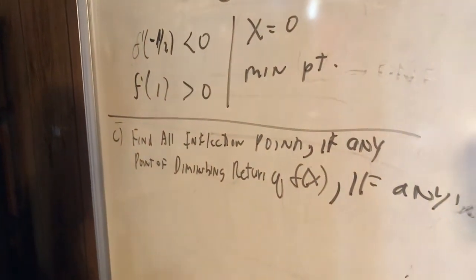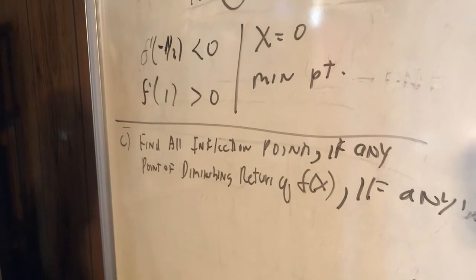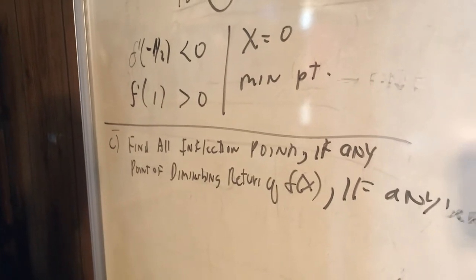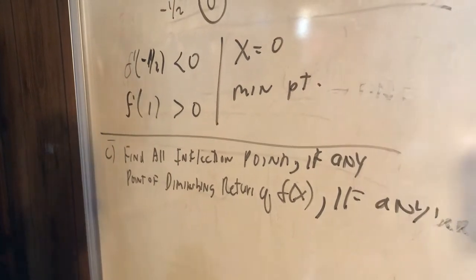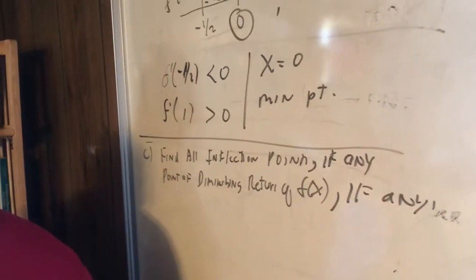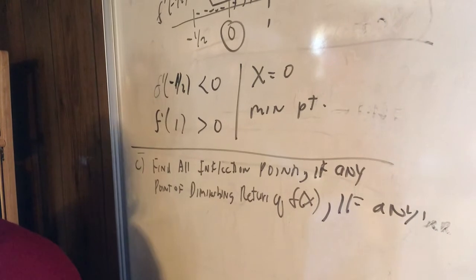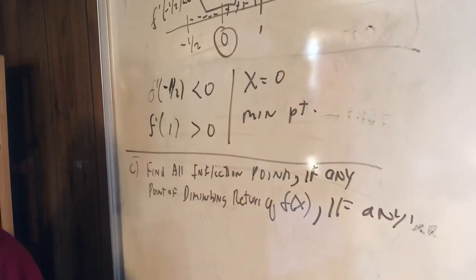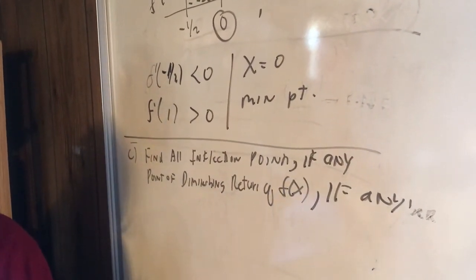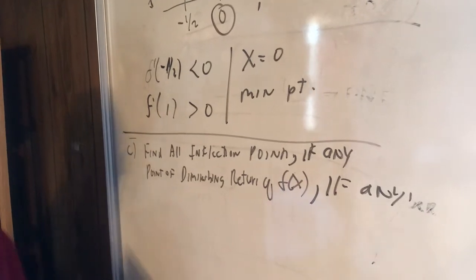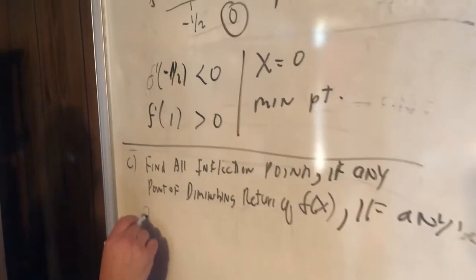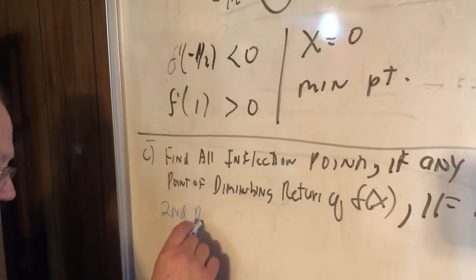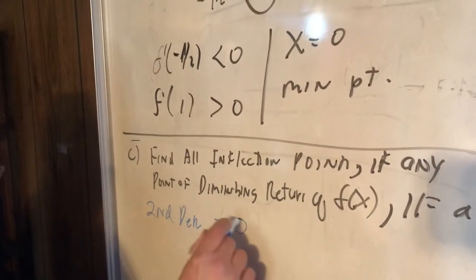Now, how do we find it? We know an inflection point, as I've taught you before, is a point where the curve changes concavity. It can change from concave up to concave down, or concave down to concave up. So let's see what happens here. The way we do this is we get the second derivative and we set it equal to 0.